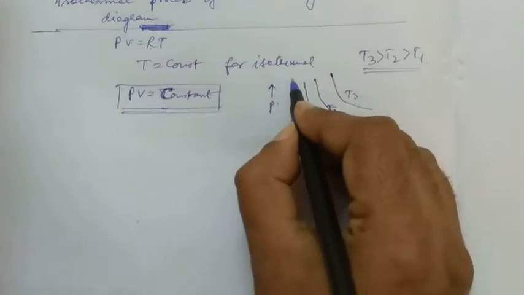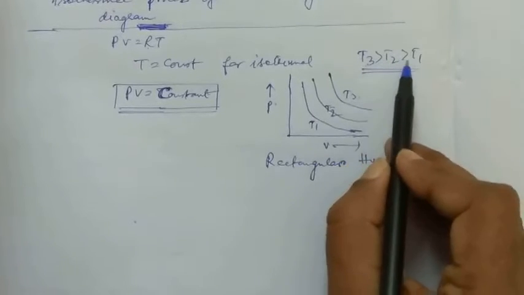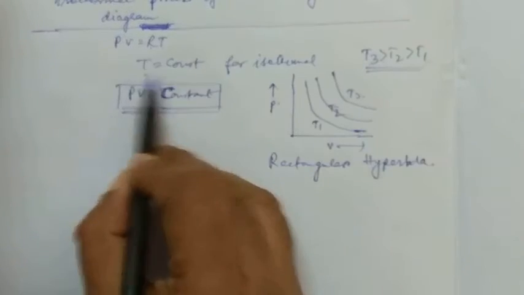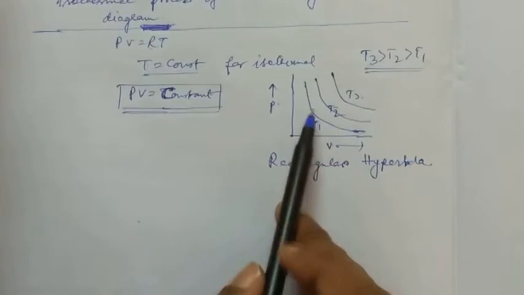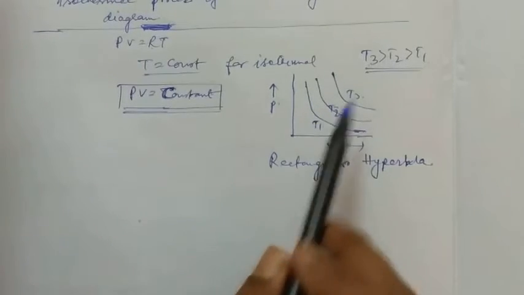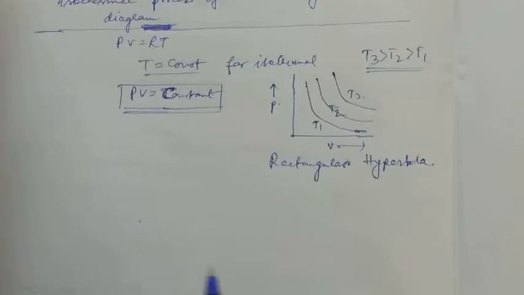These are rectangular hyperbolas. Now you see that T3 is greater than T2, which is greater than T1. That means if the temperature is increased, the constant part of the temperature, as we have taken it to be constant, if the temperature is increased, slowly the graph will also be displaced in the upward direction. Now these are known as the isothermal curves for an ideal gas.